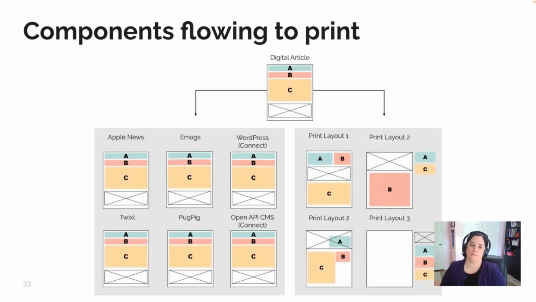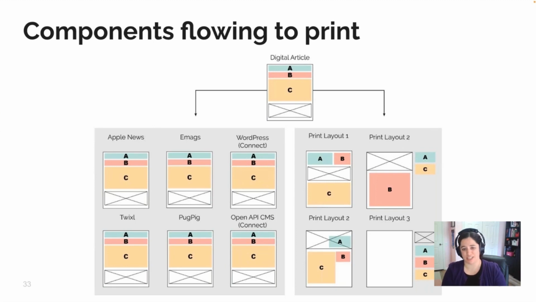Now, how those components flow into print. Let's talk about that. The way that an article, or a multi-channel article, also called a digital article, flows is that we create the article in blocks. So here I have a digital article with block A, block B, block C, and then maybe an image. I take that article and I can publish it to each of my different endpoints, and it's going to reflect exactly the way that I want it to on that endpoint.